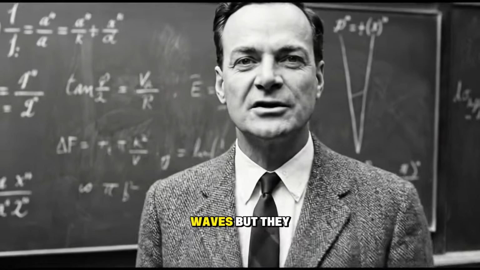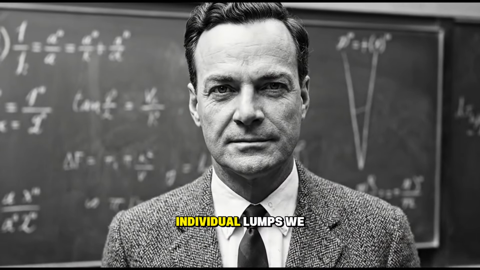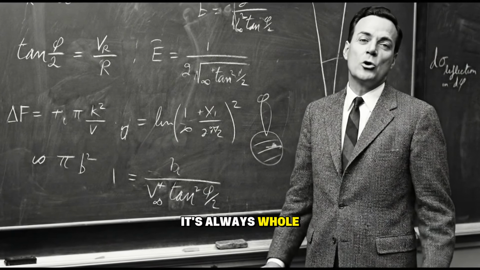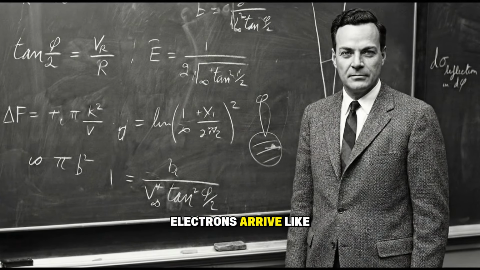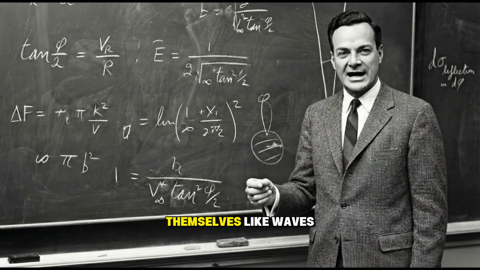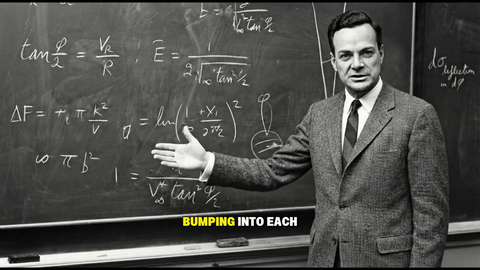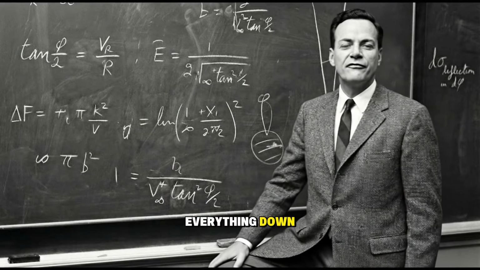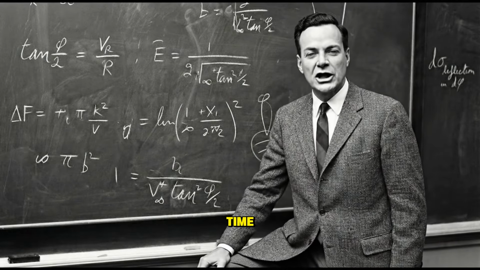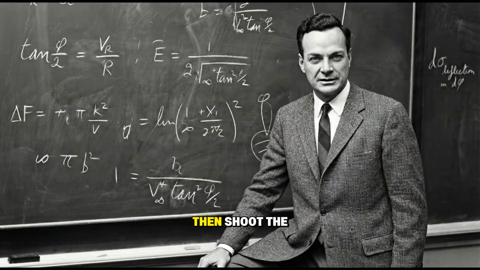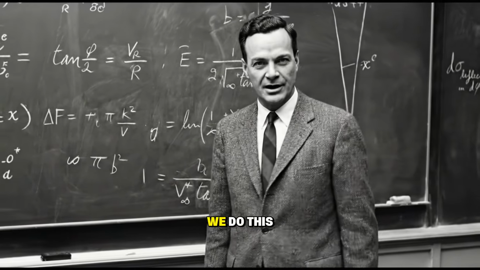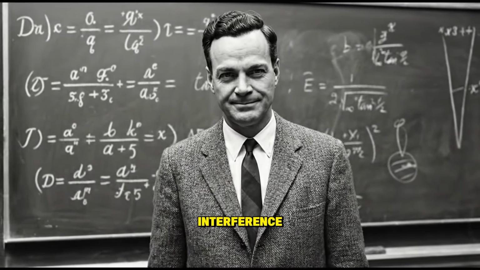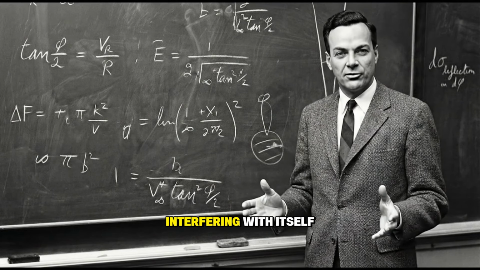So electrons are waves, but they arrive as clicks, individual lumps. We never detect a piece of an electron. It's always whole. Here's the situation. Electrons arrive like particles, but they arrange themselves like waves. Okay, maybe they're bumping into each other somehow, interfering with each other on the way. So let's slow everything down. We send one electron at a time. Shoot one, wait for it to arrive, then shoot the next. They never meet. We do this very patiently, one by one. Same pattern, stripes, interference. Each electron is interfering with itself.